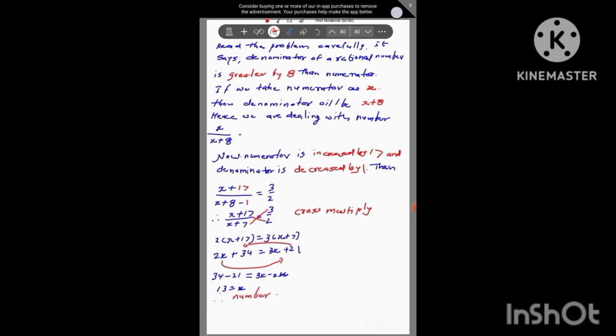So the number will be 13 upon (13 + 8). Okay, see, this is given here, x divided by (x + 8). So 13 upon (13 + 8) is 13 upon 21. Now we check it again. This is the number. How do we check? That is, if you increase the numerator by 17 and decrease the denominator by 1, as said in the problem, we get 30 upon 20. Okay, so 3 upon 2.